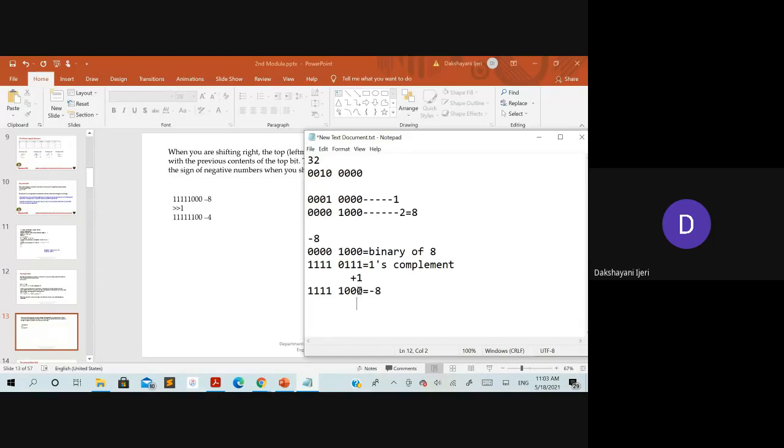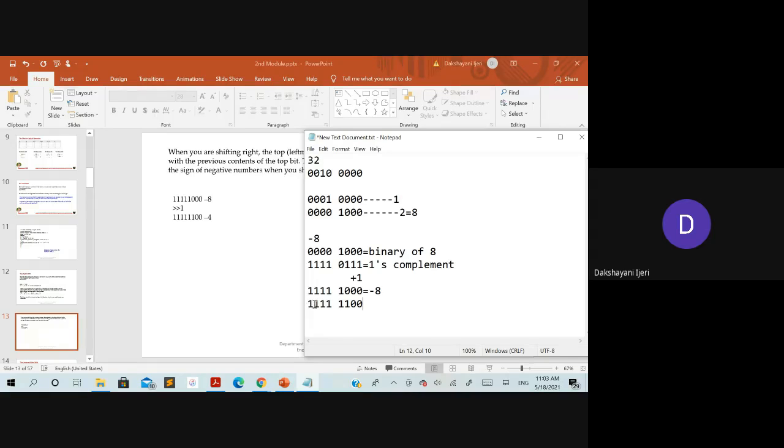This bit needs to be shifted. Then the resultant will be this. If you move this right shift, this 0 will be shifted here, this 0 will be shifted here, this 1 will be shifted here, this 1 will be shifted here, this 1 is shifted here, this 1 is shifted here, and this 1 is shifted here. So this is going to be the vacant position then.